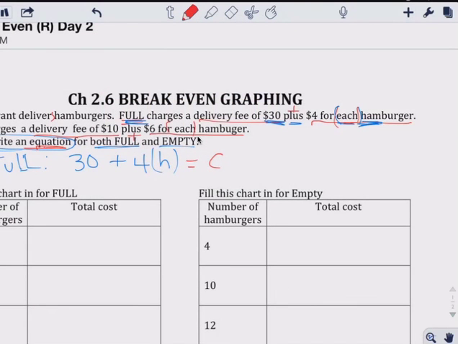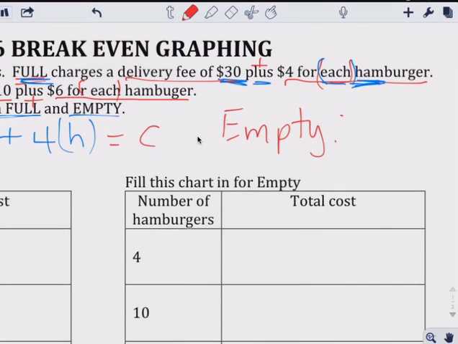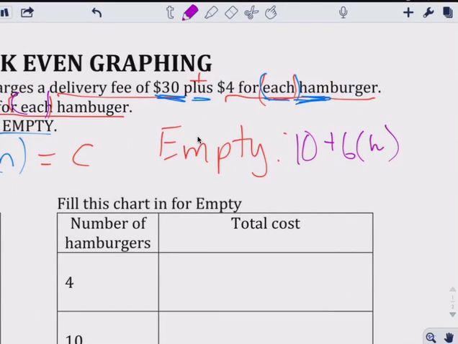Okay. The other one, Empty. Axel, how would you write the equation for Empty? 10 plus 6 and H. The parentheses for times, right? Okay, now, what is wrong with this? This is not right. How come?